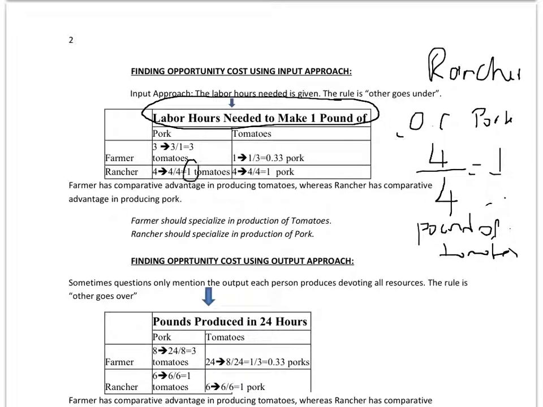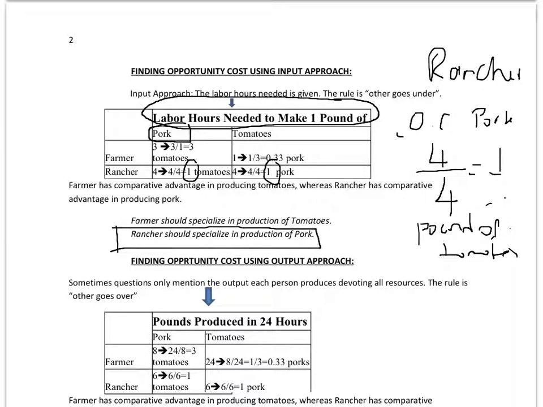Okay, we find one here, and we don't need to calculate the opportunity cost for tomatoes. It's just the inverse, and since it's one, the inverse of one is one. So the opportunity cost of tomato is 1 pound of pork. Now we can easily calculate, looking at the numbers, who has the comparative advantage for pork production, farmer or rancher. We look at who has the lowest opportunity cost. As you see, the rancher is 1 compared to the farmer's 3. So the rancher should specialize in production of pork because the rancher has the comparative advantage.